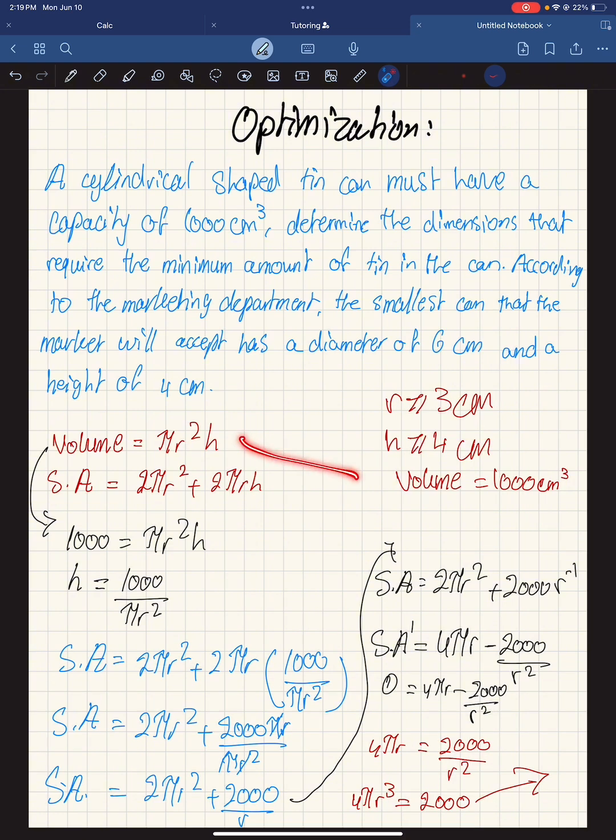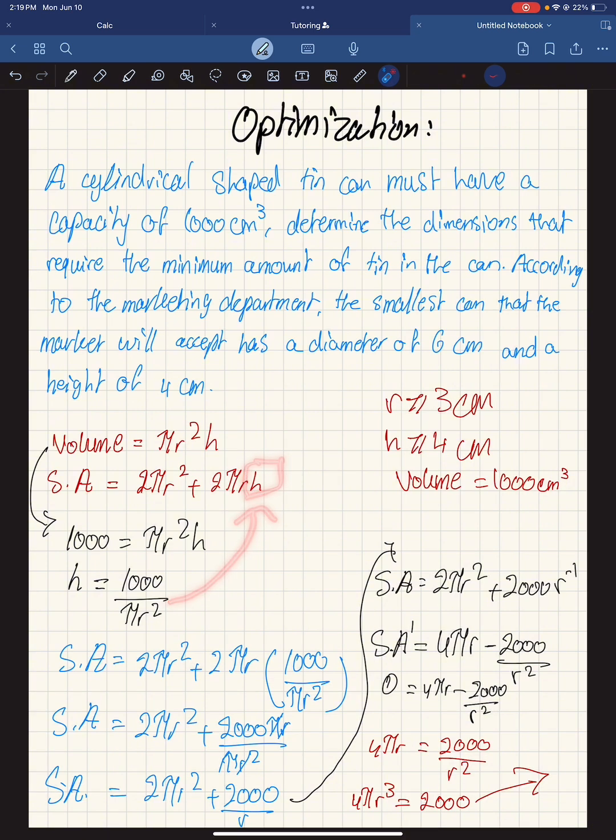Since we know that our volume is 1,000, we can substitute 1,000 instead of volume. Then we have 1,000 equals pi r squared h. I'm going to choose to isolate for h because r has a squared on it, and we can avoid a lot of unnecessary headaches if we just isolate for h. So I'm going to divide by pi r squared on both sides, and it's going to give us h equals 1,000 by pi r squared.